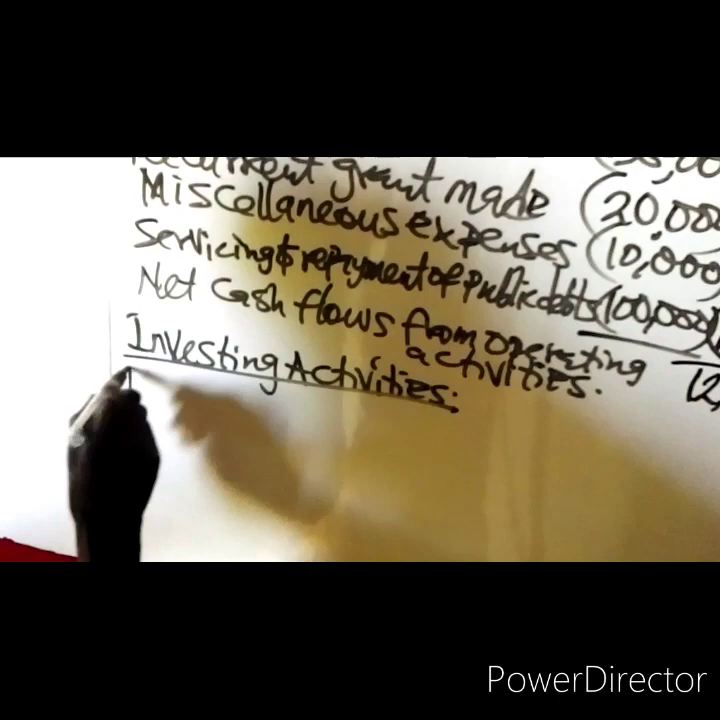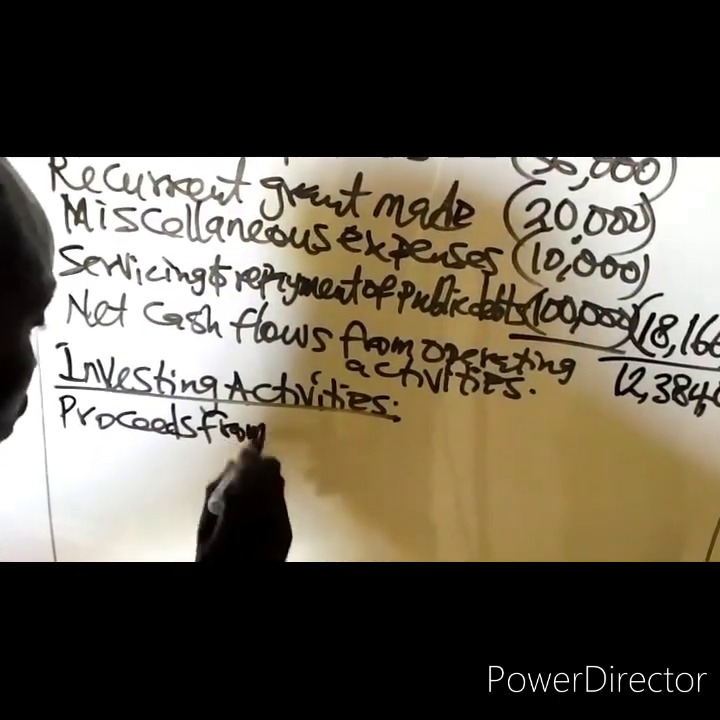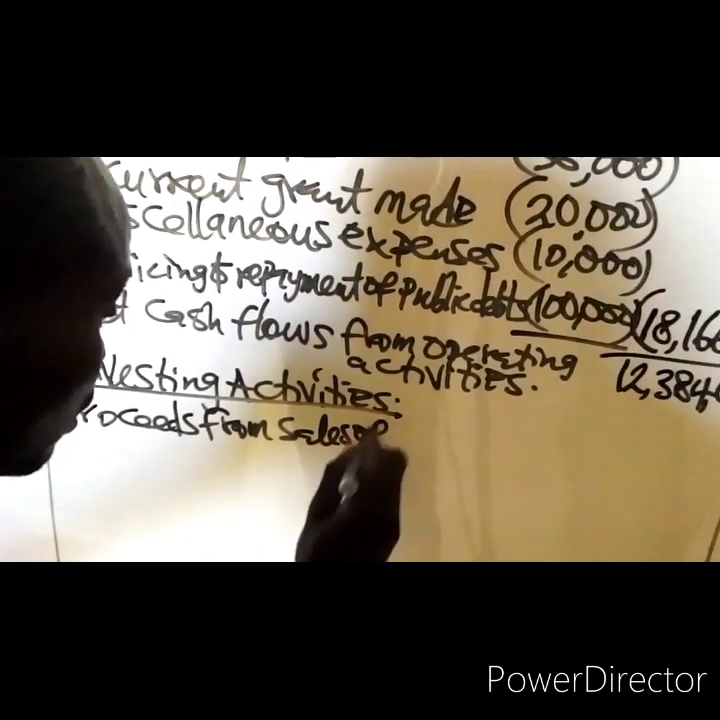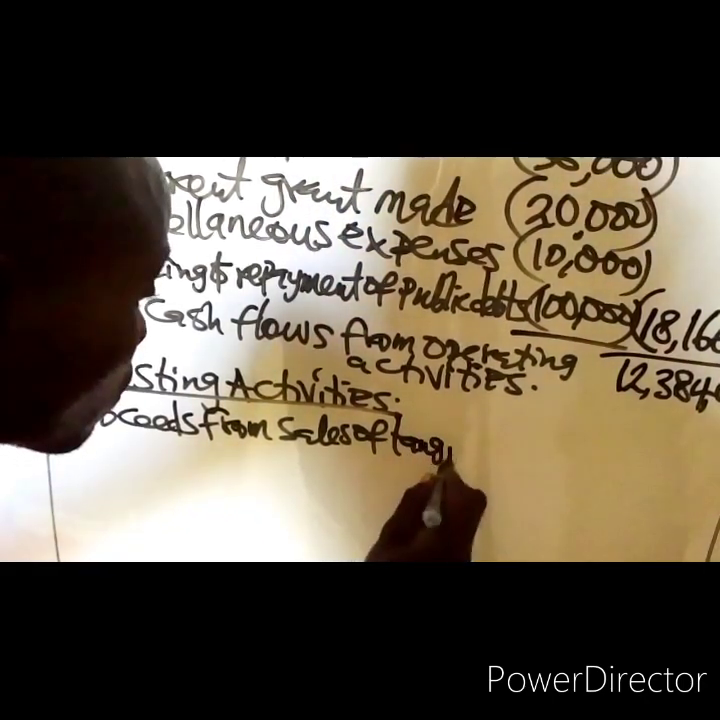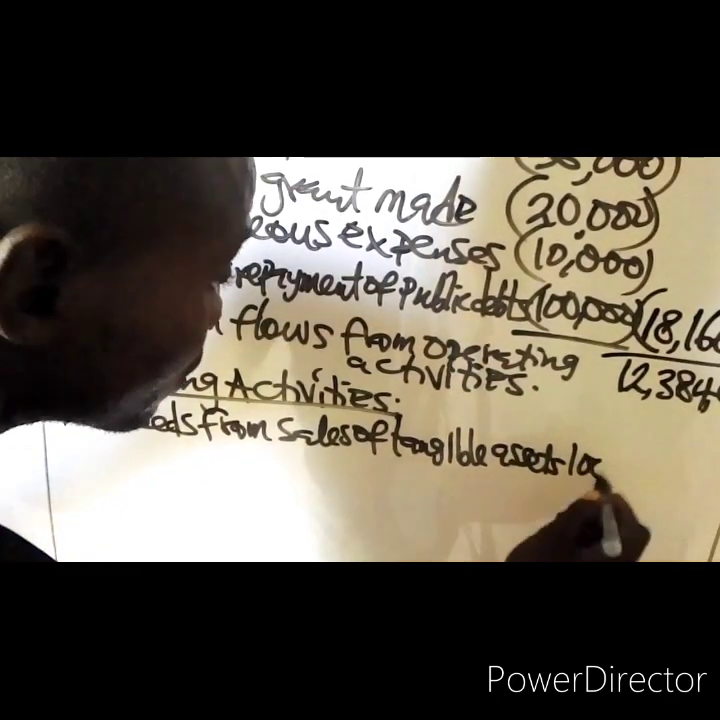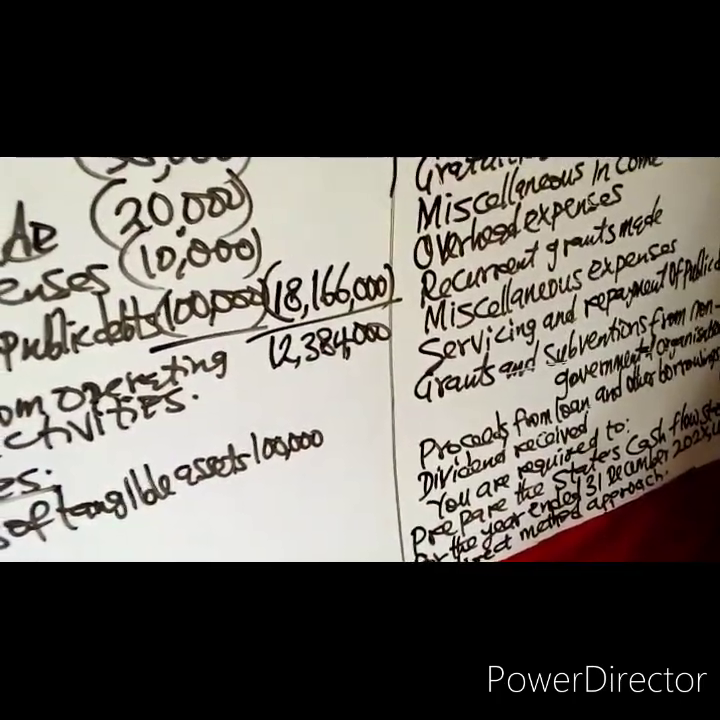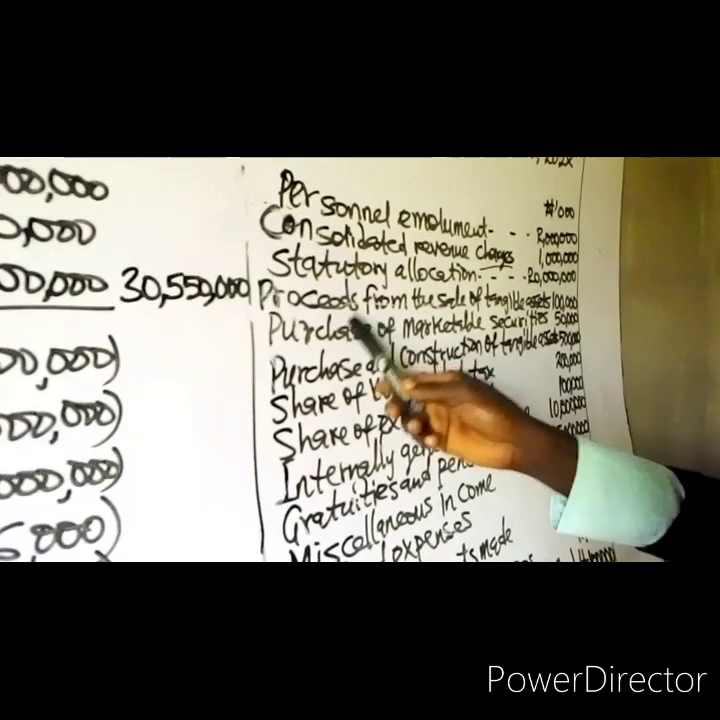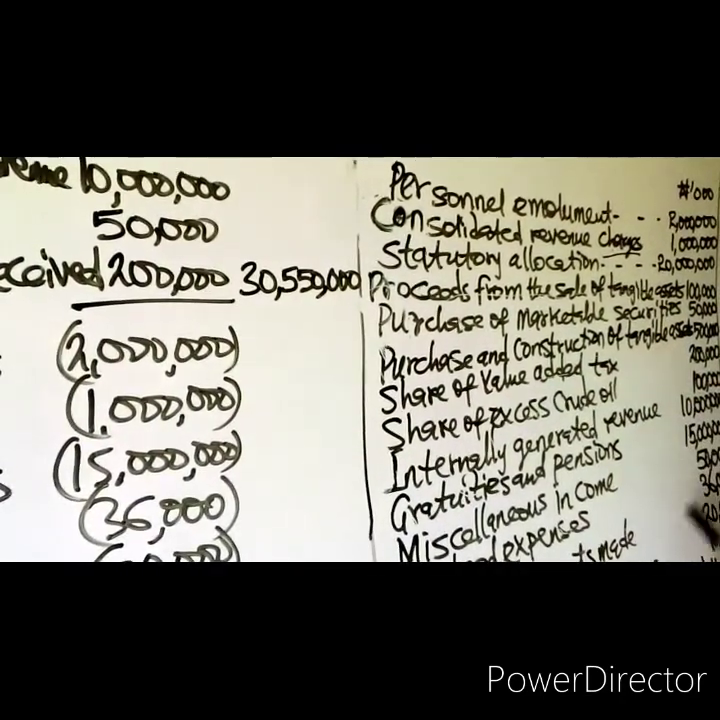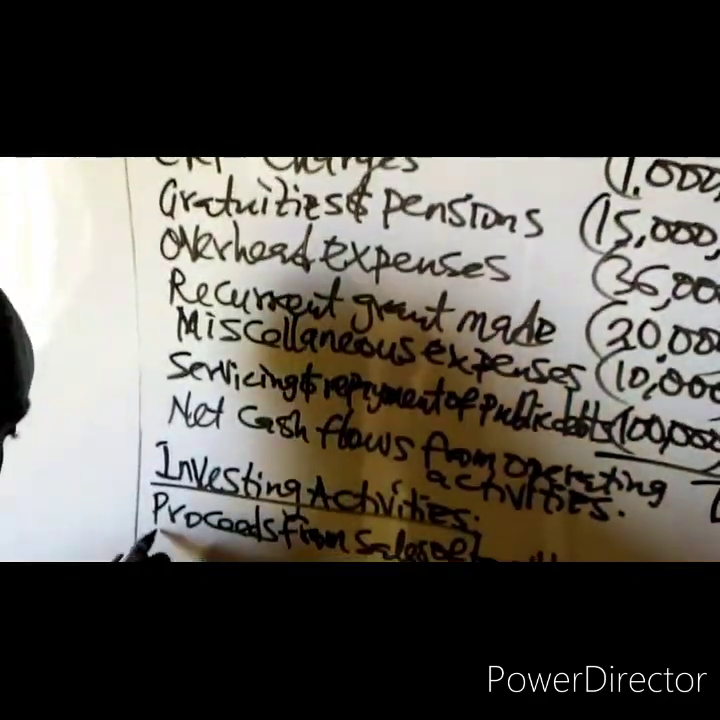So we have proceeds from sales of tangible assets, and that is 100,000. The proceed is an inflow. Then we also have purchase of marketable securities, and that is 50,000. Purchase is an outflow.